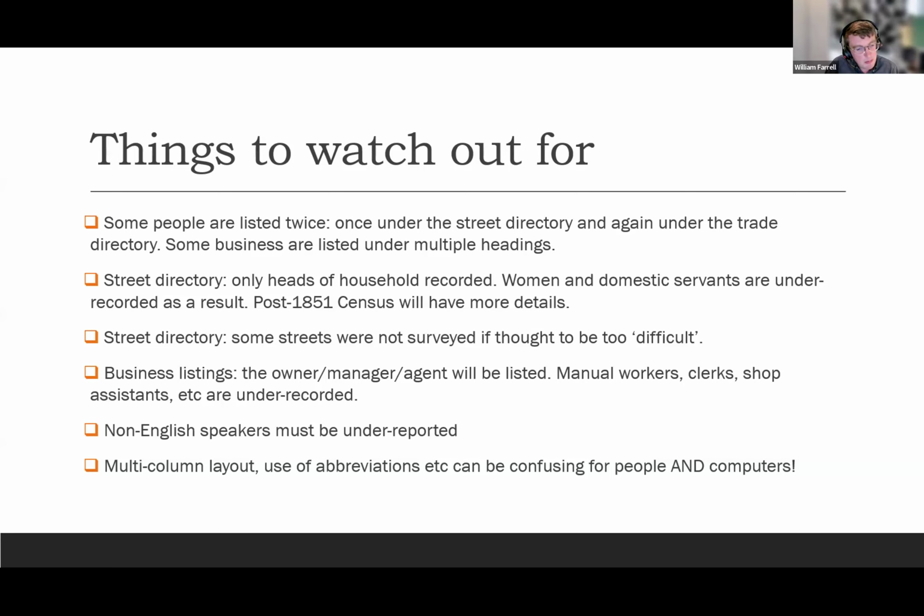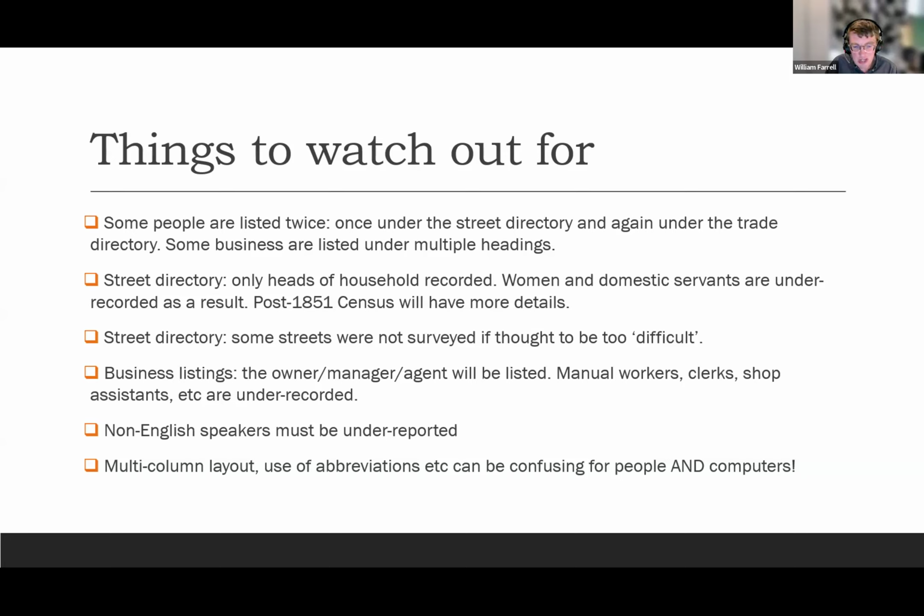I couldn't find much published research on this, but I think it must be true that non-English speakers, or people who were not confident speakers of English as a second language, must have been underreported, because they were either asked verbally in English, are you the head of household, do you want to be in the directory, or they were asked to fill in an English language survey and then send it back by post. So there must be an assumption that non-English speakers were underreported. And again, the census is probably better there, where the enumerators were supposed to make an effort to capture everybody if they could.